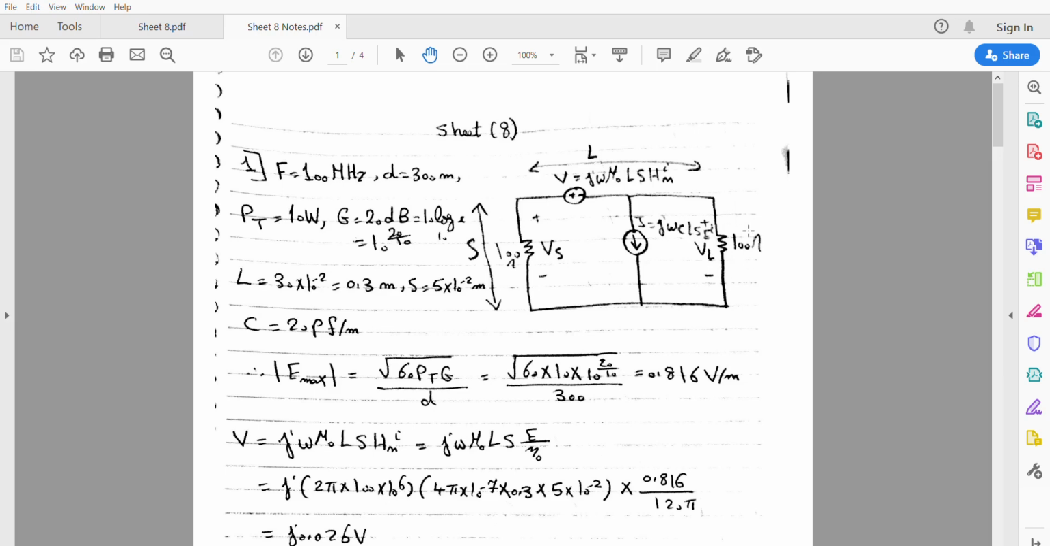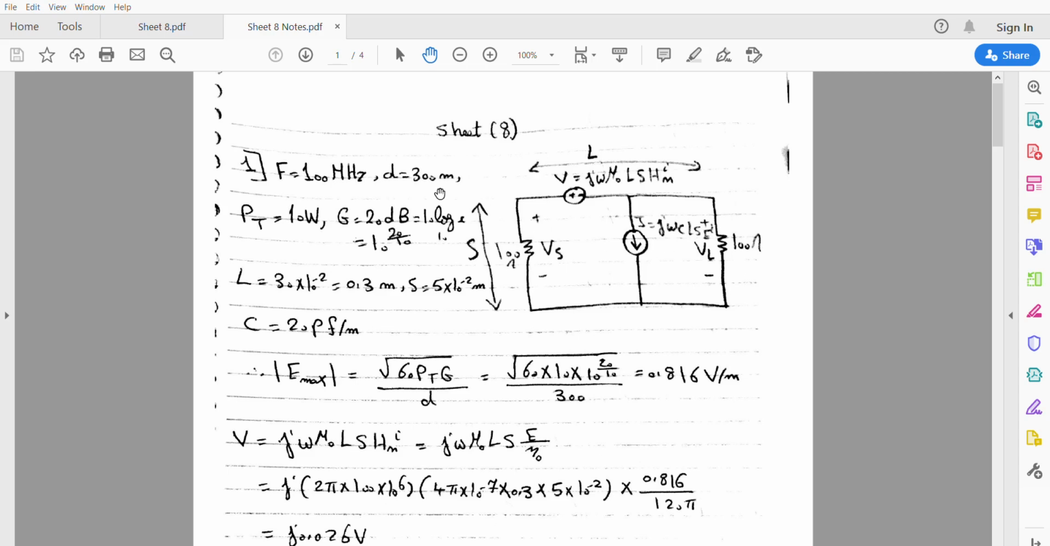So since the required is to get the induced voltage, we are dealing with a transmission line with an electromagnetic field. We express the magnetic field as a voltage source equal to j omega mu L S H normal, and we express the electric field as a current source equal to j omega C L S E incident, in which it is the transverse.